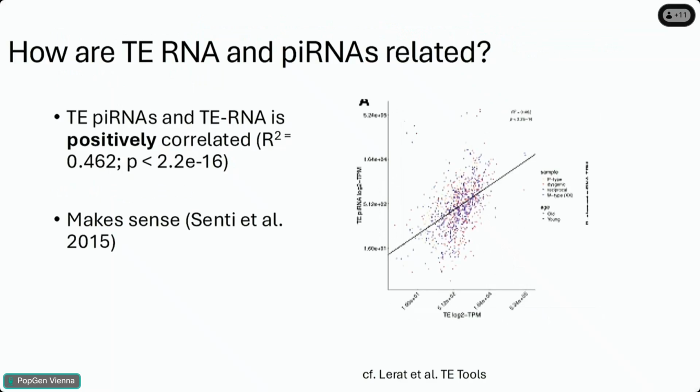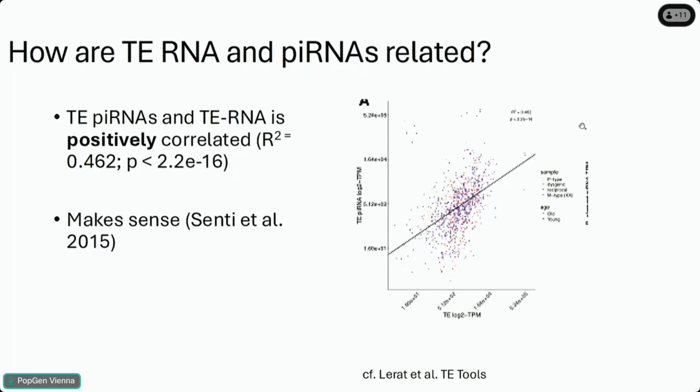I will wrap up quickly. I'm just curious, basically, wanted to see how TE expression and piRNA expression are related generally. So these are piRNAs on the y-axis, TEs on the x-axis, and this is just transcripts per million for each TE. So the piRNA that matches the TE and the transcript from the TE, and how those two things are correlated.